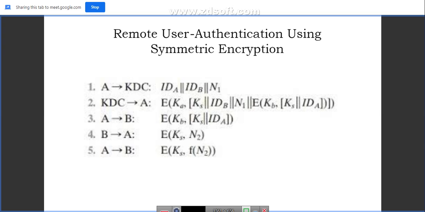ID A means the identifier of A. ID B, the identifier of B. N1 is the nonce generated by A. There is also N2, which is a nonce generated by B. KS is the session key generated by the KDC, which itself is a symmetric key as well. And KA is the secret key of A. KB is the secret key of B, or the private key of B.